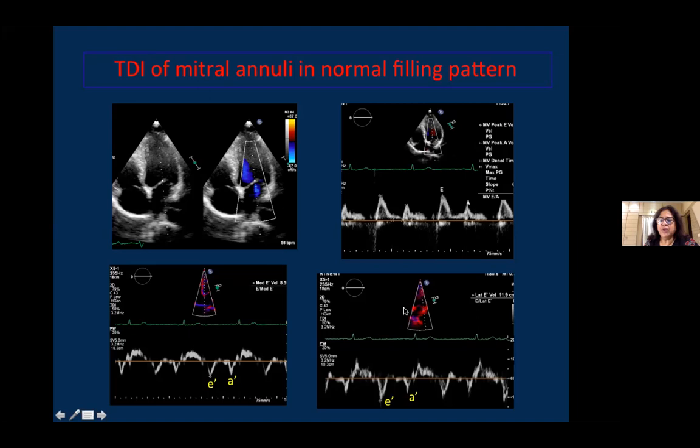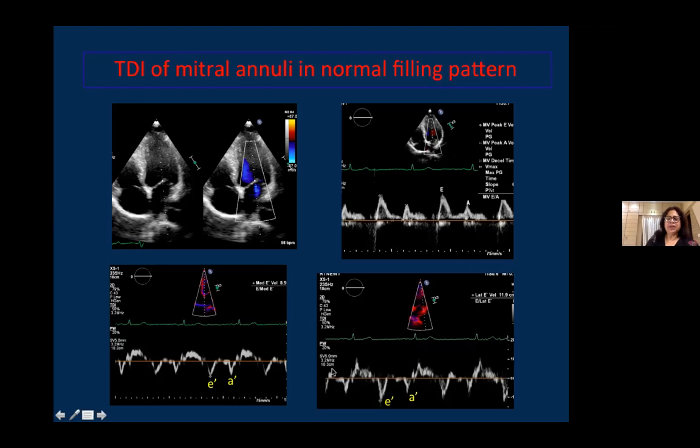Now let us move to the lateral annulus. Again, I have brought my cursor on the lateral aspect of the heart and place the sample volume in the lateral annulus and get the tissue Doppler velocity. But again, I see that E prime is more than the A prime. So it is almost a reflection of the pulse wave Doppler pattern of the mitral forward flow, where E is more than A, so also the tissue Doppler velocity, where E prime is more than A prime in both the septal annulus and the lateral annulus.